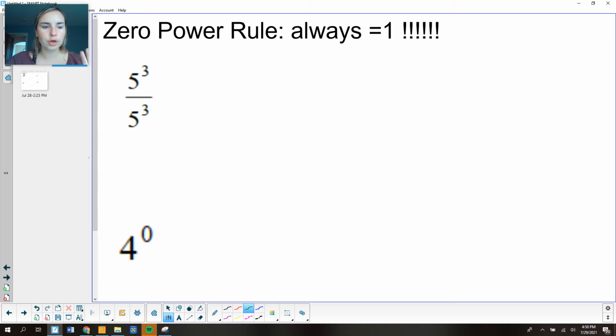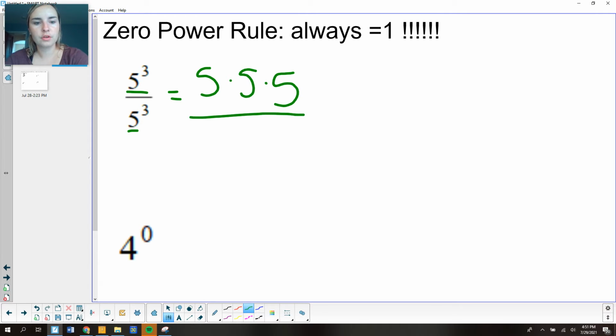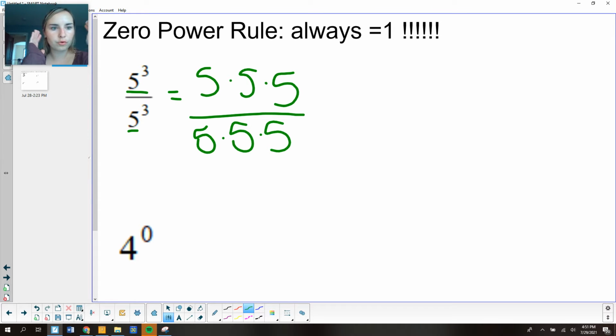So let's think back to our quotient rule. Remember with quotient rule, we think, okay, are there more of my base number, in this case it's 5, on the top or on the bottom? So 5 to the third can be written as 5 times 5 times 5. Well, remember, to gauge are there more on the top or bottom, we talked about either canceling or subtraction. So 3 minus 3 is going to give us an exponent of 0, okay?